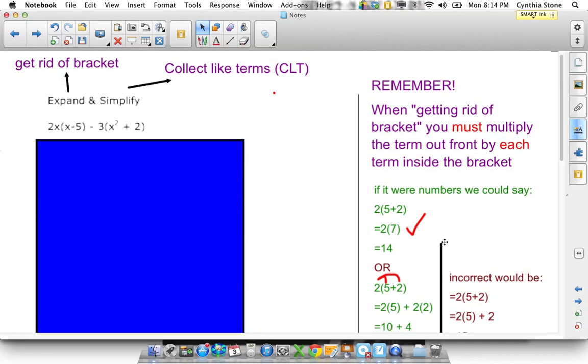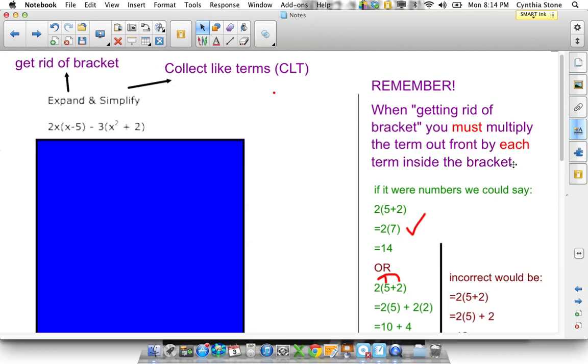Before you get going, let's make a note on the side: when you are getting rid of a bracket, if I ask you to expand and get rid of a bracket, you must multiply the term out front, in this case 2x, and in this case negative 3, by each term inside the bracket.